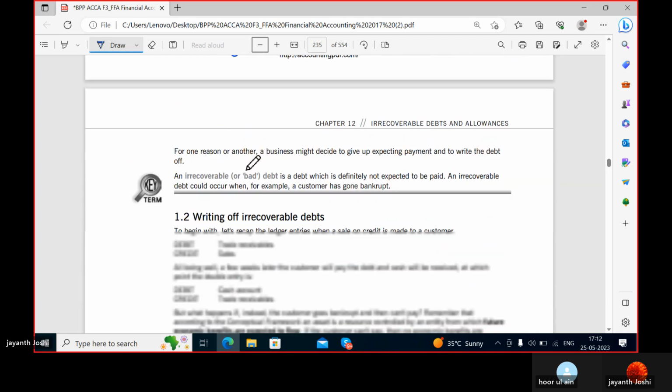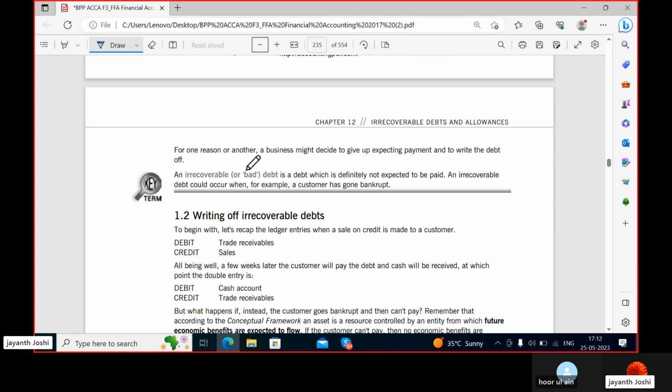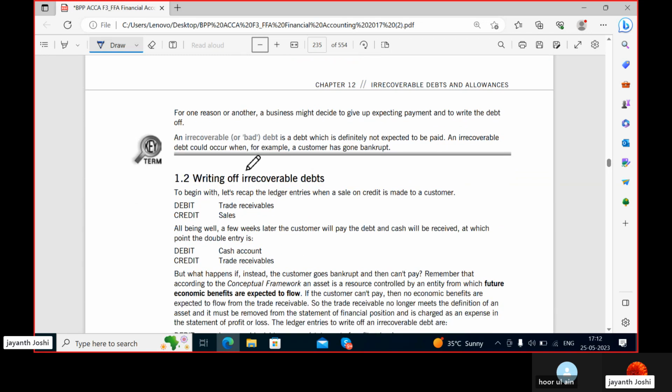So for one reason or another, the business might decide to give up expecting payment and to write the debt off. Even after all the things done by the business to recover the payment, the business doesn't receive payment. So at the end, they have only one option, that is to show the debt as bad debt. When a debt becomes bad, we have to write it off. Write it off means we have to show it as a loss in the statement of profit and loss. So that was the concept of irrecoverable debt.